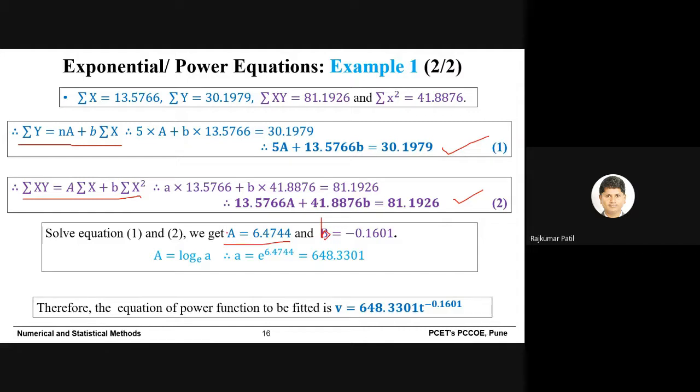And we know that in the actual equation we have to put the value of small a, and we know the value of capital A. So use this equation, go on simplifying, and upon simplification you will get the value of small a. Put back the values of a and b in the main equation, and you will get the required power equation or power function. So this is how we can solve problems related to exponential or power functions.